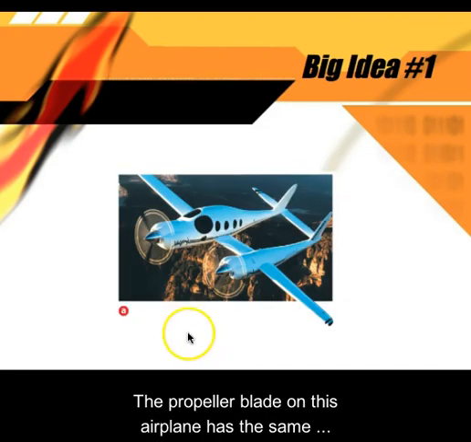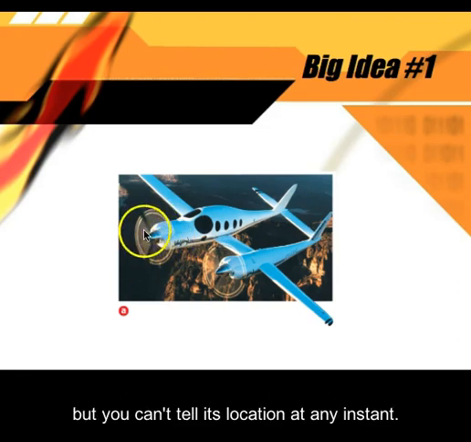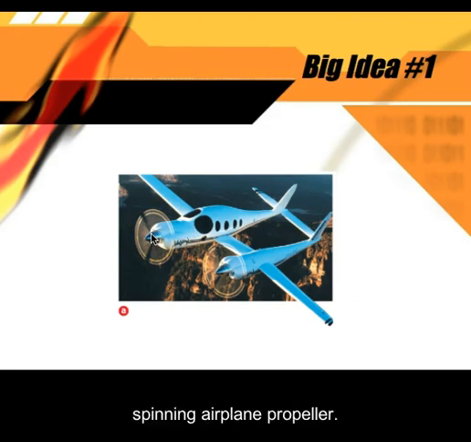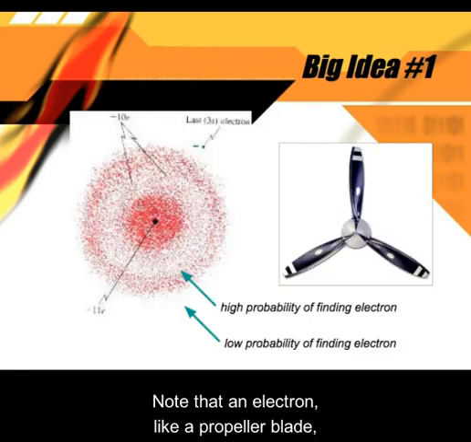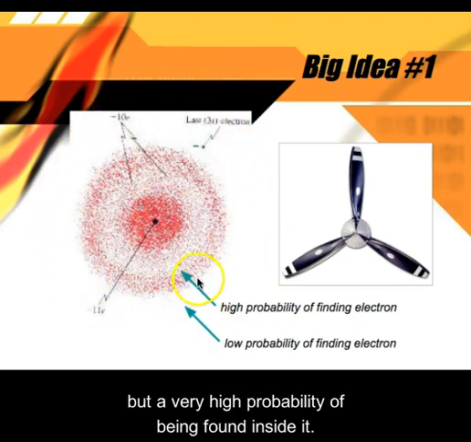The propeller blade on this airplane has the same probability of being anywhere in the blurry region, but you can't tell its location at any instant. The electron cloud of an atom can be compared to a spinning airplane propeller. Note that an electron, like a propeller blade, has a very low probability of being found outside its orbital, but a very high probability of being found inside it.